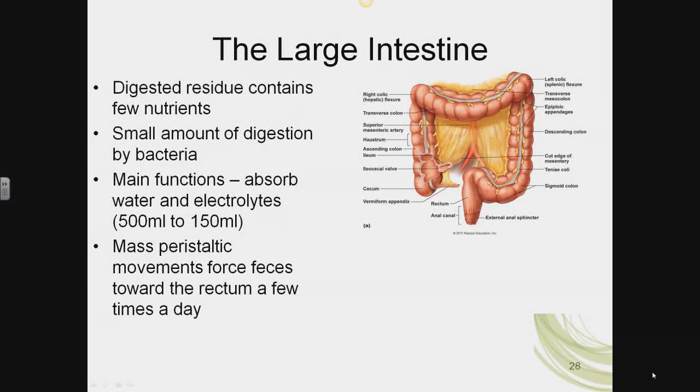The peristaltic movements of the large intestine are usually weak and sluggish, but otherwise they resemble those that occur in the wall of the small intestine.